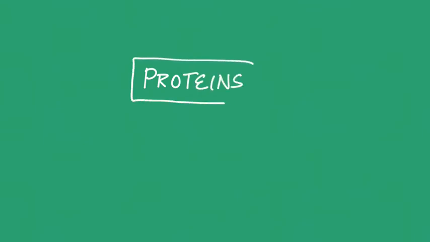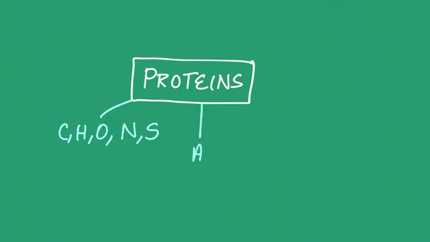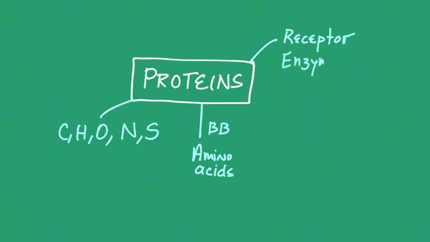Let's recap what we know about proteins. Proteins are made up of the elements carbon, hydrogen, oxygen, nitrogen, and sulfur. The building blocks of proteins are amino acids. They are the monomers. Proteins carry out a variety of functions. So the 6 classes of proteins represent the functions that the proteins carry out.